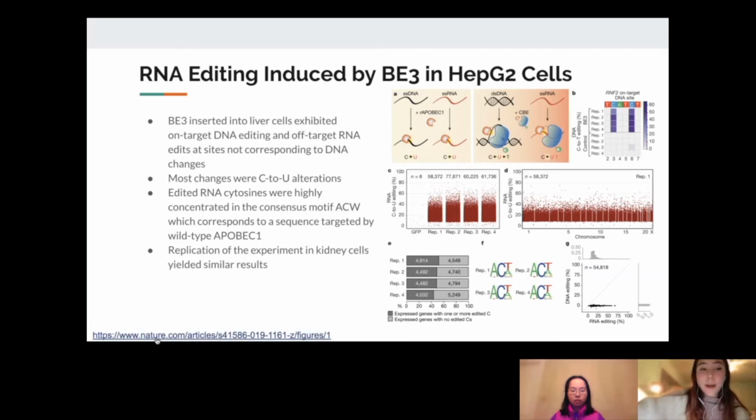So the first thing that they looked at was RNA editing that's induced by BE3, which is a cytosine deaminase base editor, in HepG2 cells, which are human liver tissue cells. For the purpose of this study, we're going to look at the effects of BE3, which is a cytidine base editor, on RNA edits in HepG2 cells. This CRISPR-Cas base editing technology enables targeted nucleotide alterations.